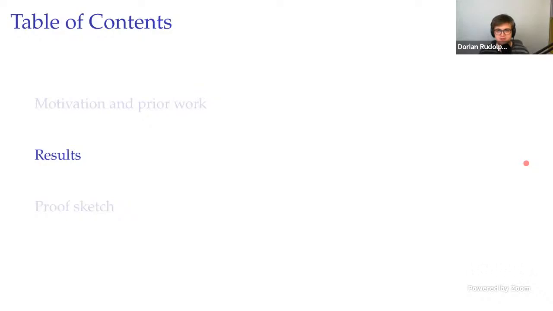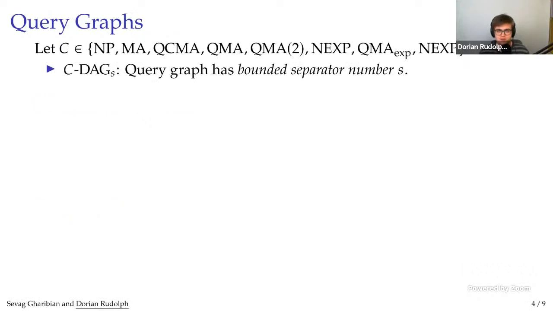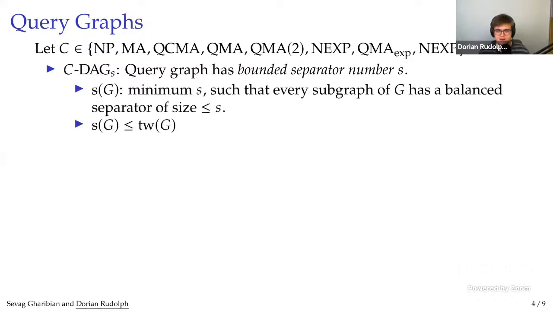Next, I present the main results of our work. We consider a complexity class C of the given set. You can assume QMA or MA if you prefer for this talk. We define the class CDAG-S of query graphs with a bounded separator number S. Here, the separator number S of G is defined as the minimum S such that every subgraph of G has a balanced separator of size at most S. Note that the separator number is bounded by tree width. Similarly, define CDAG-D as the class of query graphs of bounded depth D.